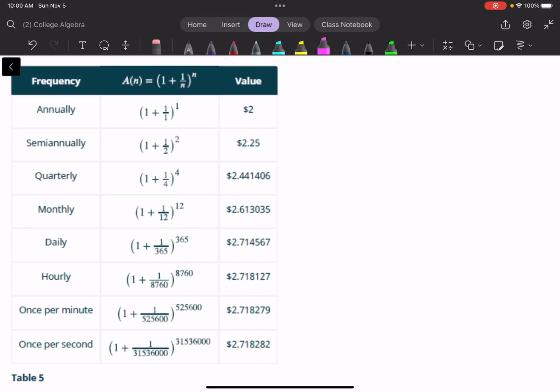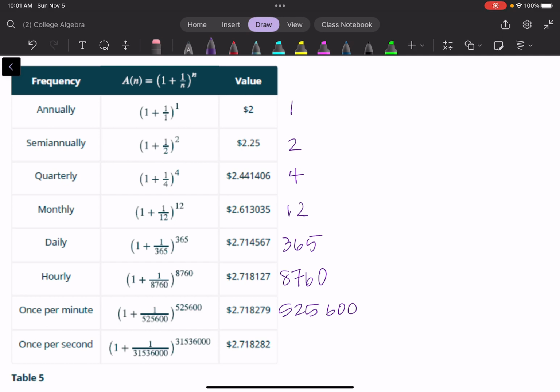So you'll notice that it's growing. If we're compounding once, twice, 4 times, 12 times, 365 times, whatever that is, 8,760 times. Once a minute would be 525,600 times. And once every second would be, looks like that's 31 million and some change. So notice it's increasing relative to the initial amount a good bit as we're moving up.